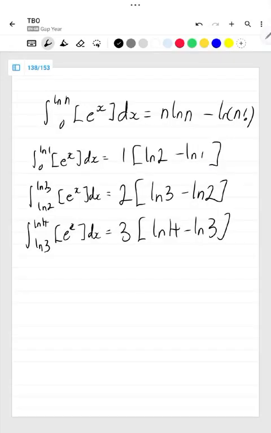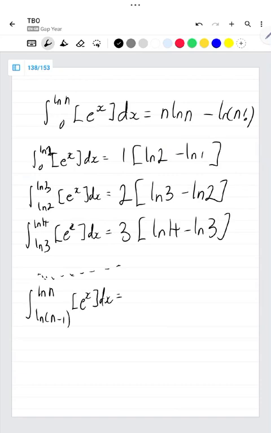Oh, sorry, that's log 2. So I can try to expand it to when I get to... So we have all the other terms in between, and then I'll have log n at the end, and then I'll have log n minus 1.